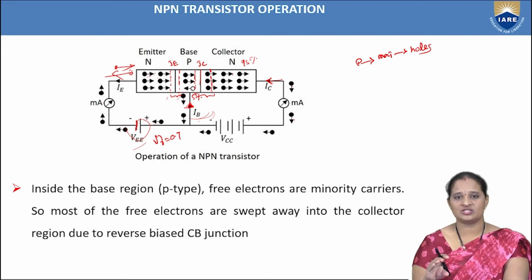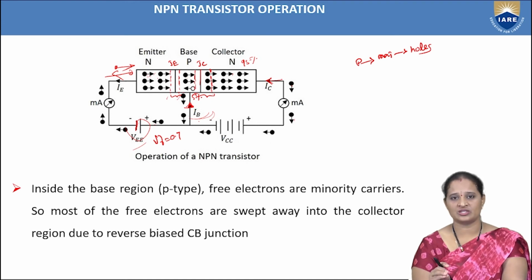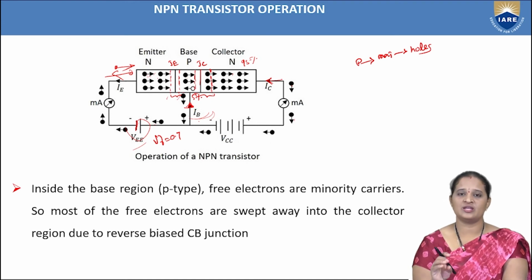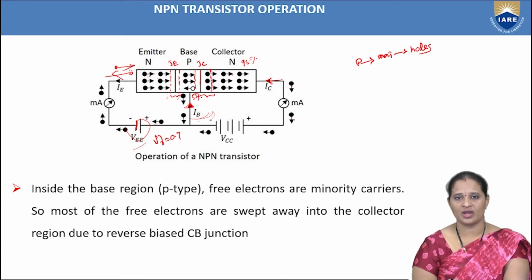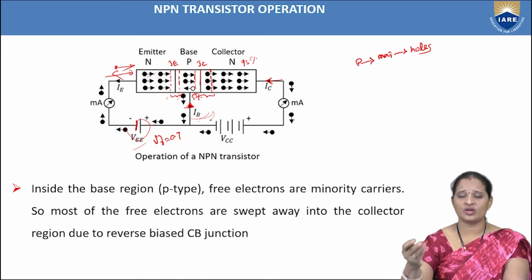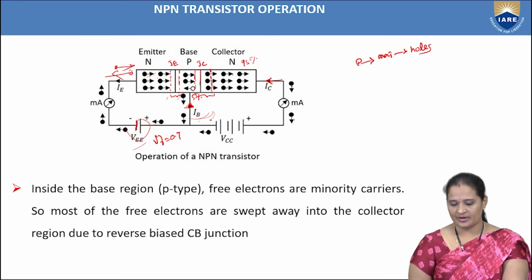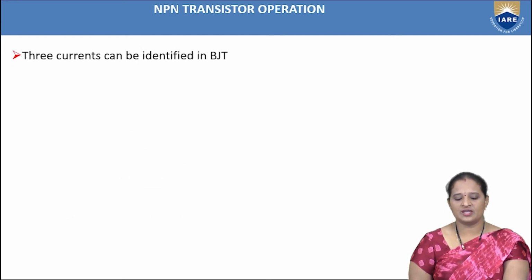As the base terminal is lightly doped, there are fewer majority charge carriers present, and hence only a few majority charge carriers will be recombined. This leads to a very small amount of current flowing through the base terminal, and more current will be flowing through the collector terminal. So that is the operation of the NPN transistor.